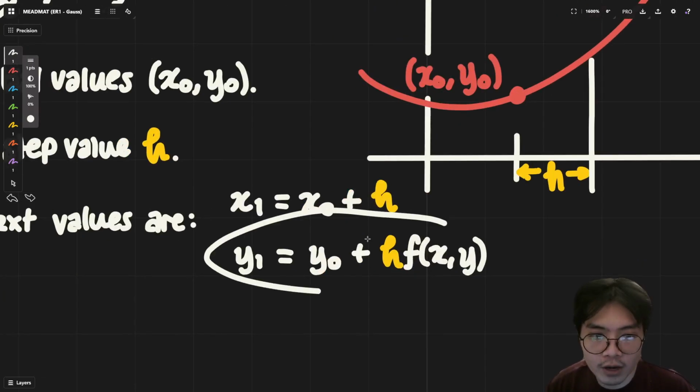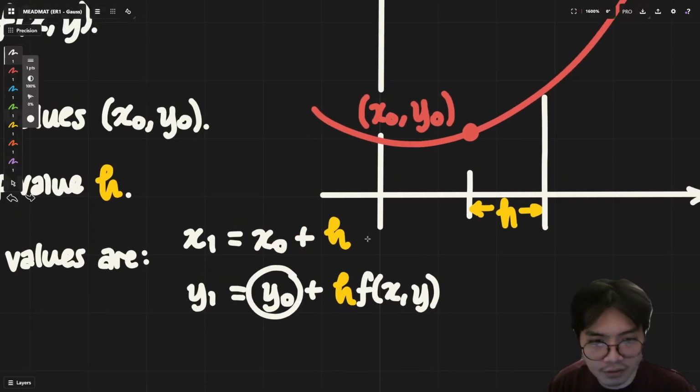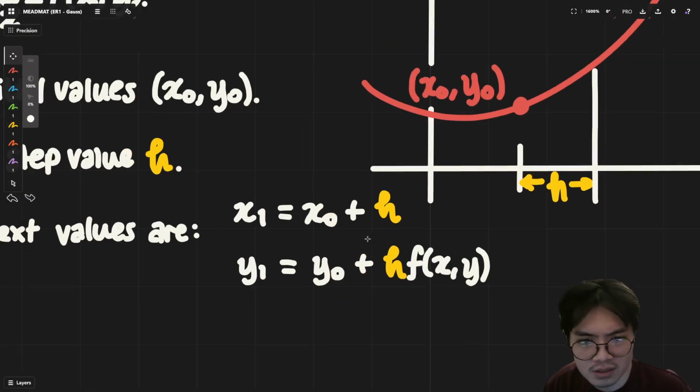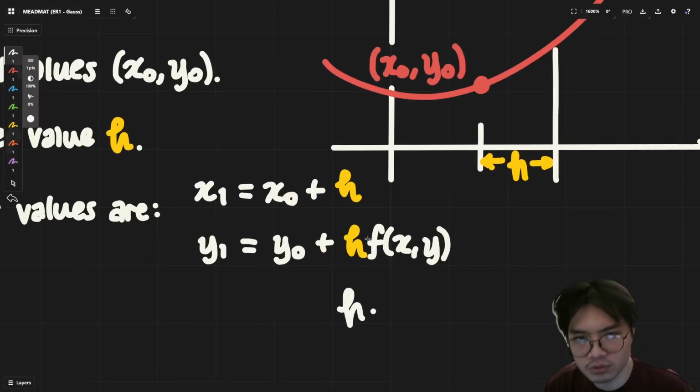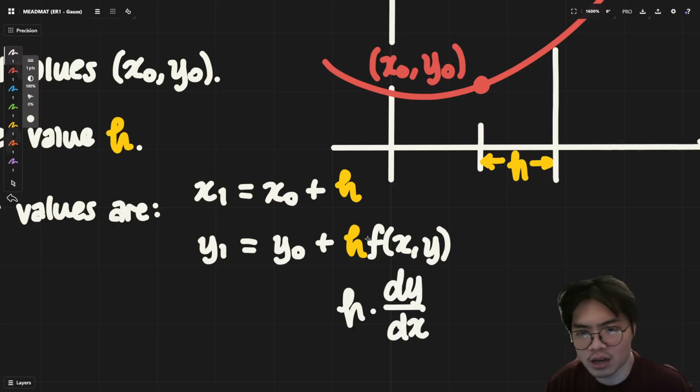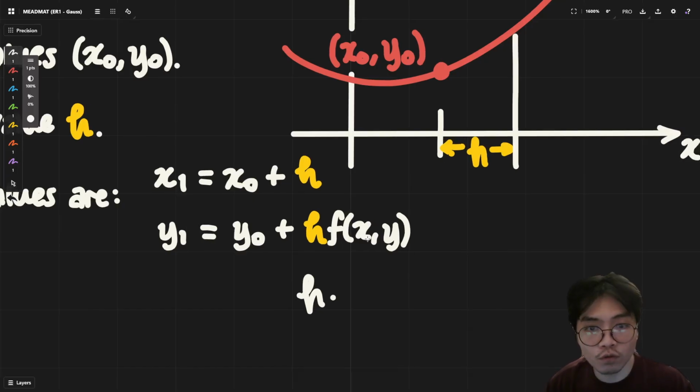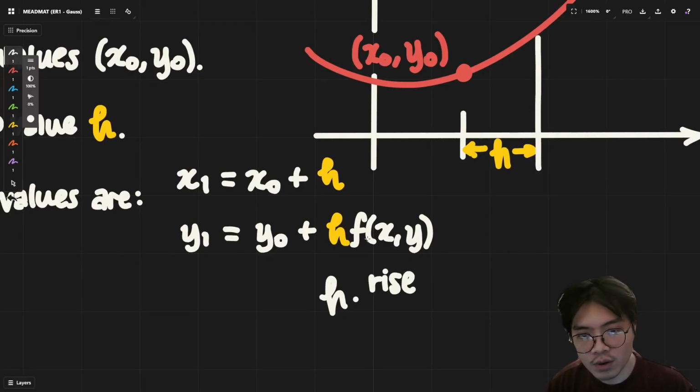Now, for the y coordinate, what you will do is add to your original y coordinate h times that function. You might notice, okay, what does this mean? h times whatever this derivative is. And you might say, okay, why does the derivative matter? It's because you are basically trying the rise over run of the function, the rise over run of the function.